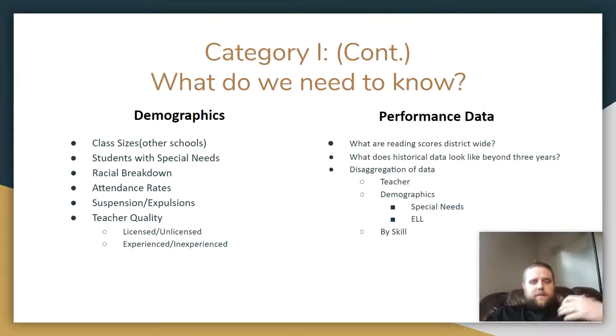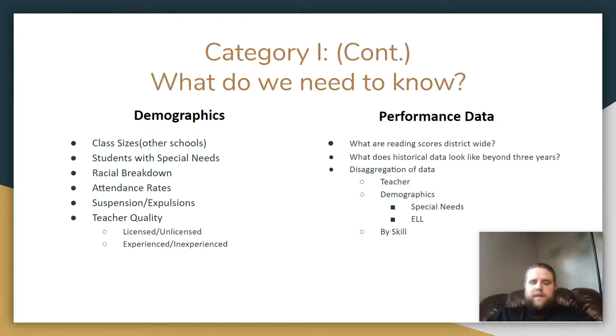What could impact learning? I need to look at how many students with special needs we have. That can obviously sway the way that the testing goes. Looking at racial breakdown, and attendance rate, because we know if students are not at school, they're not learning. The same goes for suspensions and expulsions. If we have behavior issues, students are not engaged in the learning process, and that can be difficult as well. Another aspect of demographics is teacher quality. Do we have unlicensed teachers in the classroom? Do we have a high number of inexperienced teachers? Those things are important to look at.